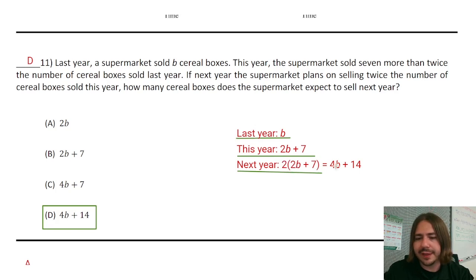So once you realize that, the algebra is not really that hard here. It's just a matter of making sure you're keeping track of how many boxes were sold in which year. And so next year, if we distribute this 2, we'll get 4B plus 14. So our answer is 11.